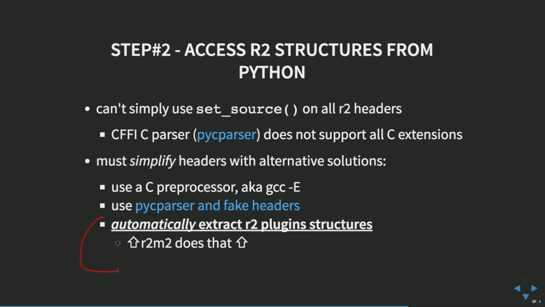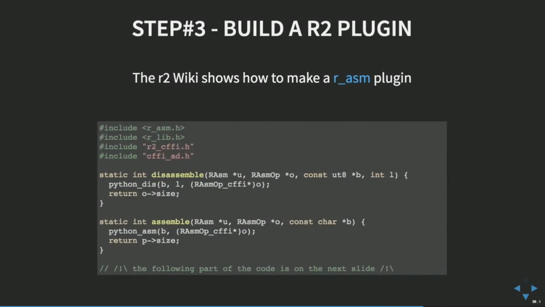So what I did, I chose to extract R2 plugins myself using a really simple Python script in order to remove these limitations. The third step you need to take is to build an R2 plugin in C. You can check the R2 wiki, because they have a really nice example at this link. I won't describe that today because that's, I guess, too much information. It's exactly the same as what we did in Python five minutes ago, but in C. You need to define a disassemble function, an assemble function, and you need to fill a C structure. And that's it. You get an R2 plugin in C.